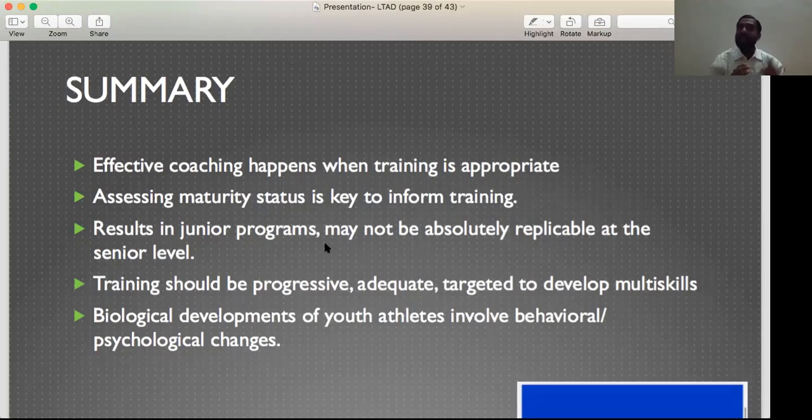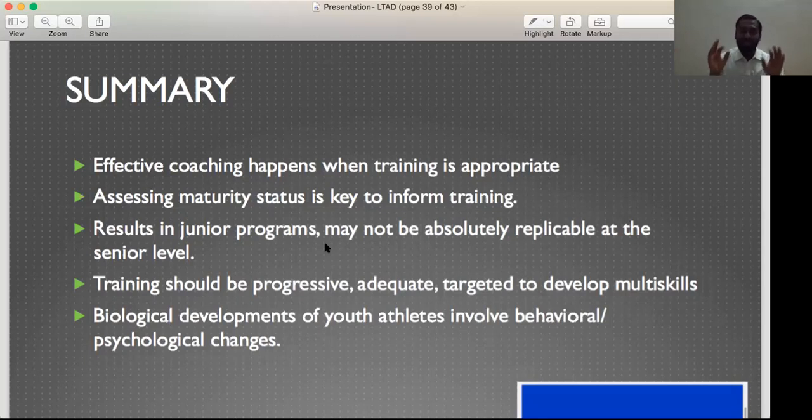Results in junior program may not absolutely be replicable at senior level. So we should not get carried away by a child who is showing promise at 13, 14. Because the moment we start to become too enthusiastic, we start to push them too much too soon, and they start to become problematic. Training should be progressive, adequate, targeted to develop multi-skills.